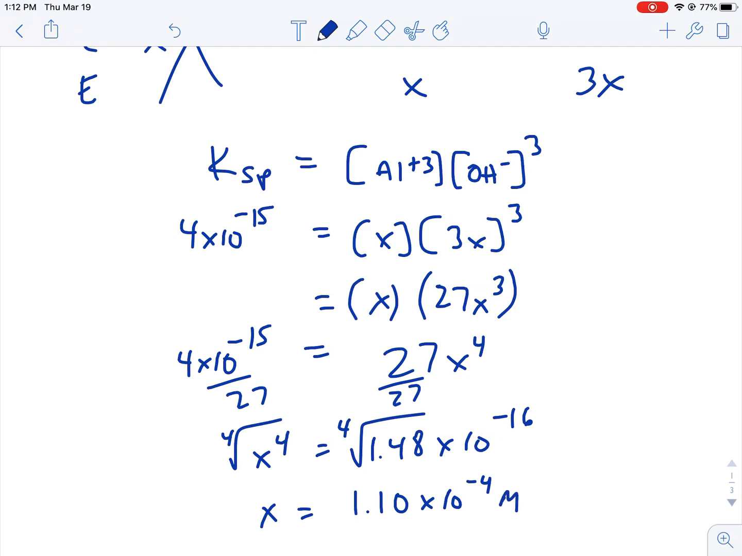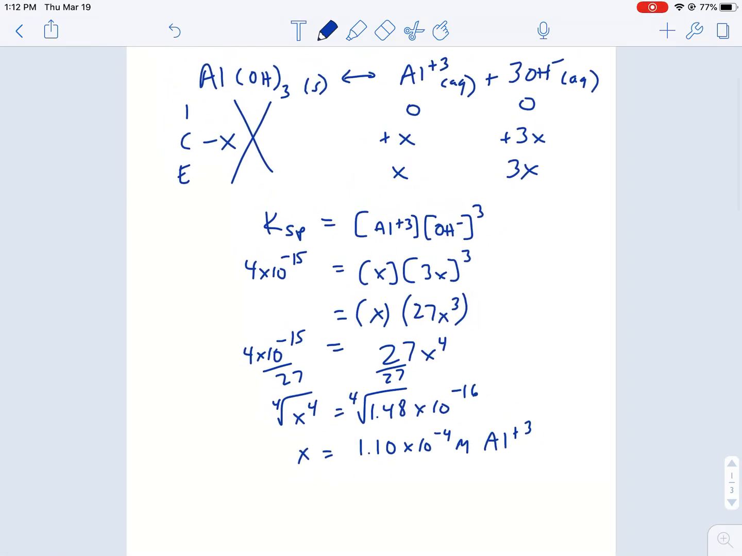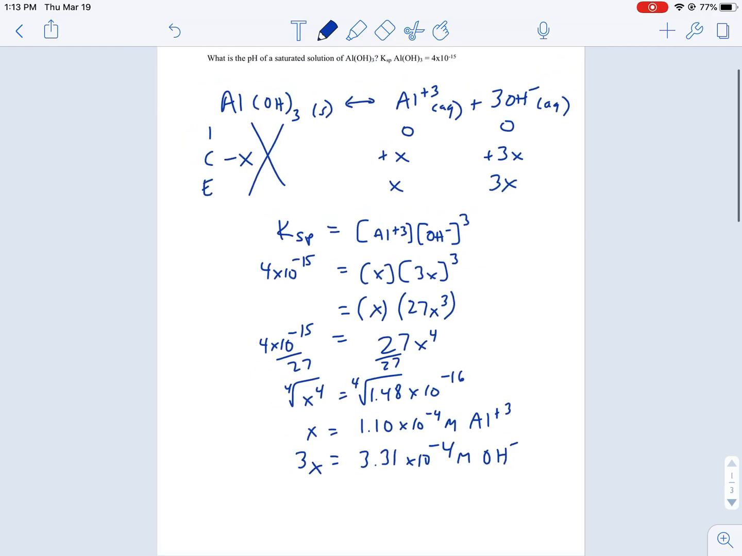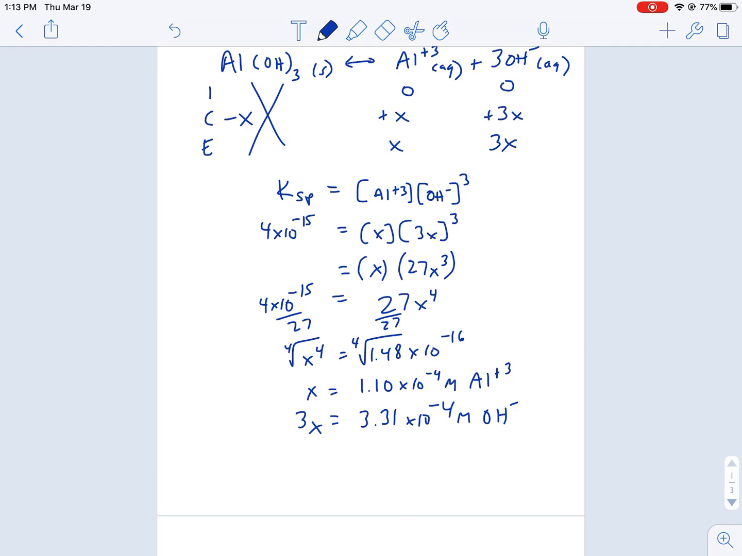Now again, our goal was to get a pH out of all this. If we look back at the ICE table, our X value was simply the aluminum ion concentration. If we triple that X value, we will get the hydroxide ion concentration. And now that we know the hydroxide ion concentration, we're just going to be using our normal acid-base equations just to finish this up here.